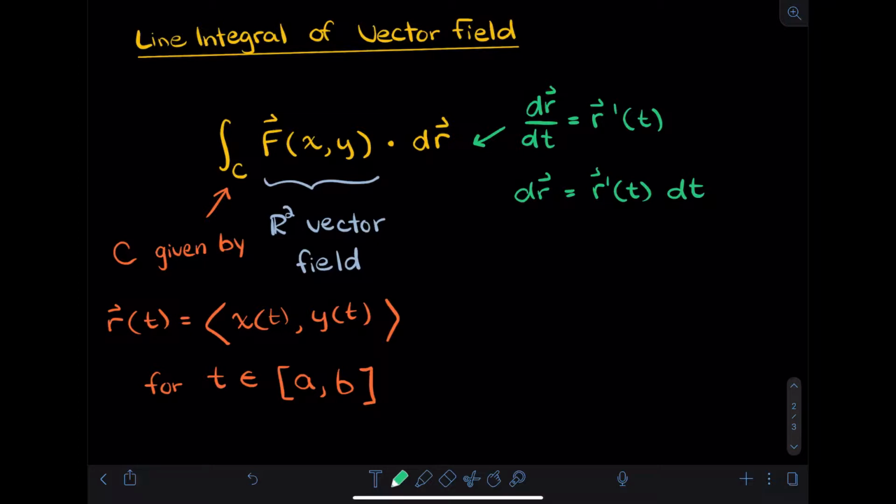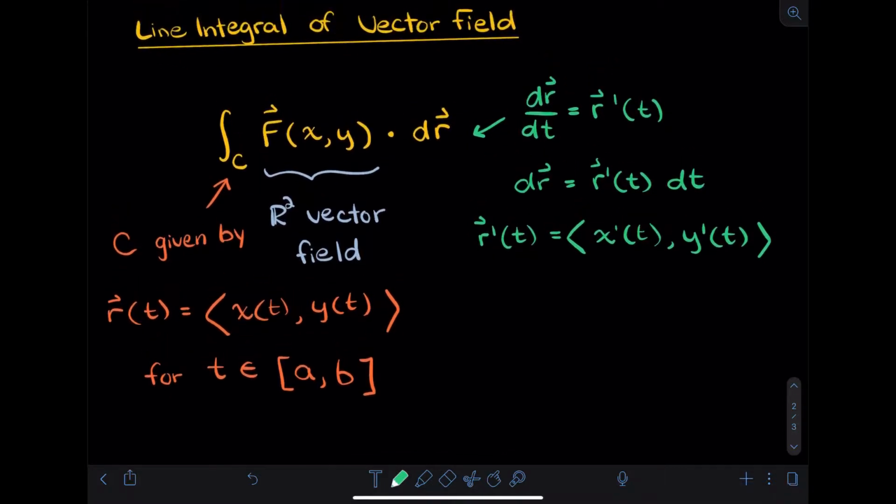Now, just to make it very clear, what do we mean by r prime of t? Well, it's a vector function r of t, and all we're doing is we are taking the derivative of all of its components. So x of t and y of t. So that came from the curve C. So we made sure that C is given to us parametrically, and then once we have those components, we want to take the derivative of each of those components. And we're doing the dot product between those derivatives of the components and the vector field.